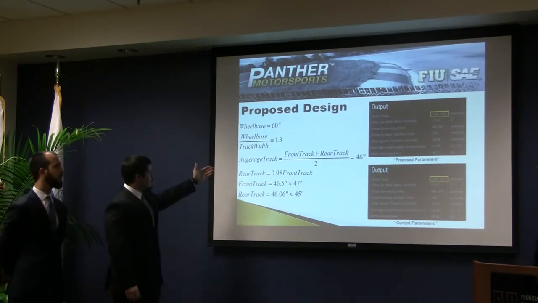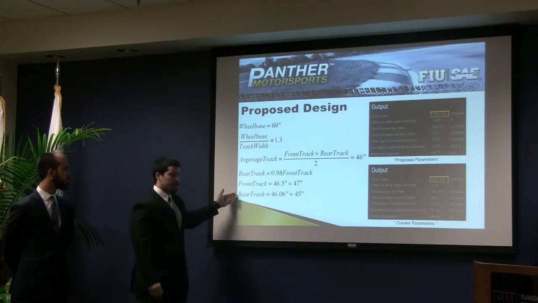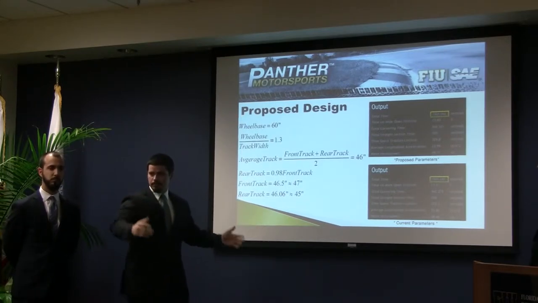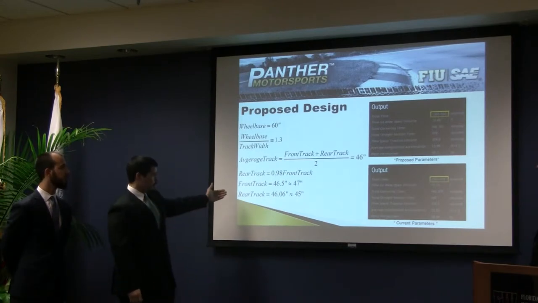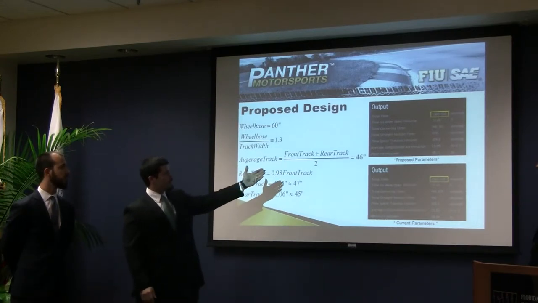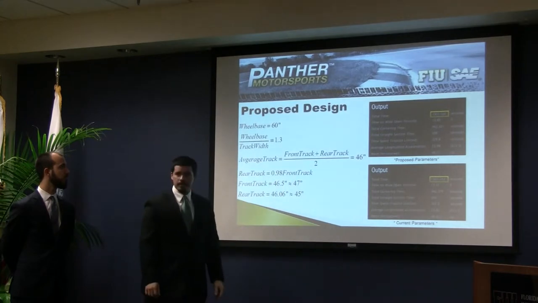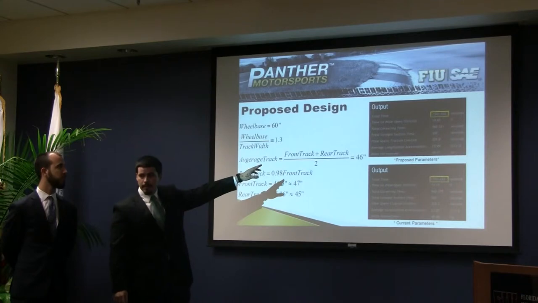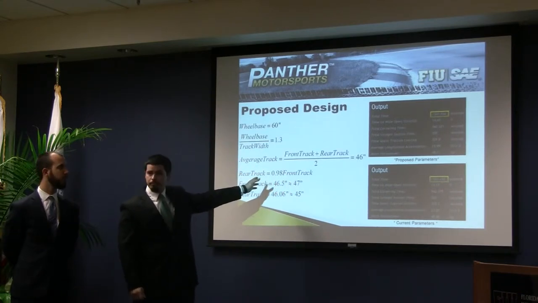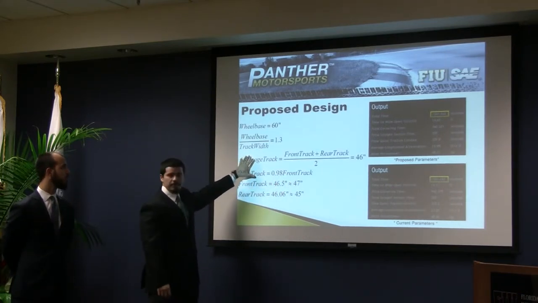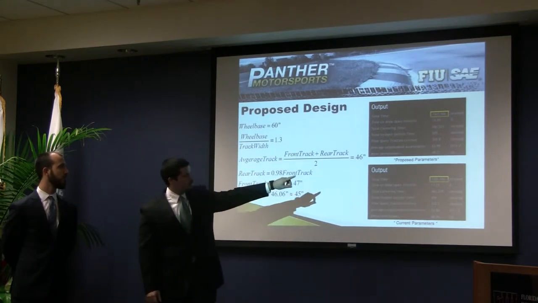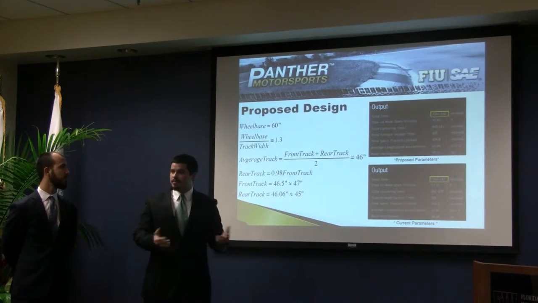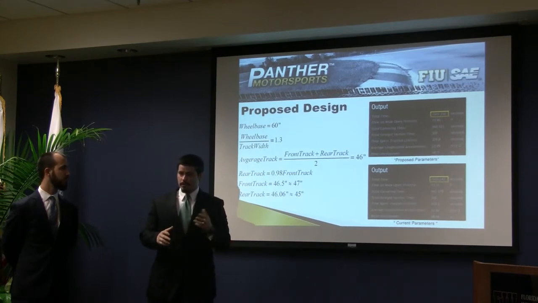And from there, we use these set of equations to come up with our front and rear track. Front and rear track is the distance left to right, right wheel to left wheel. And we come up with these numbers. We've run lap simulations, as you can see on the right-hand side over here. The top image shows our current proposed parameters, and you can see in the little golden square that the proposed design is 1 second faster around the track.